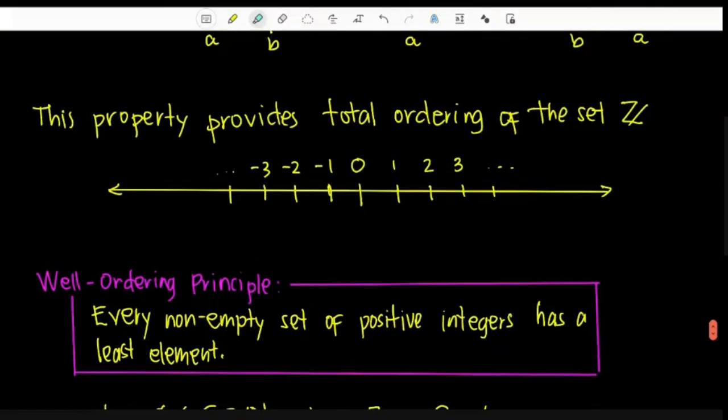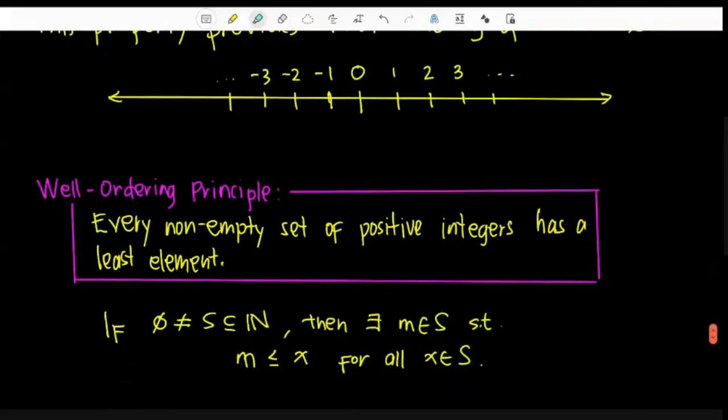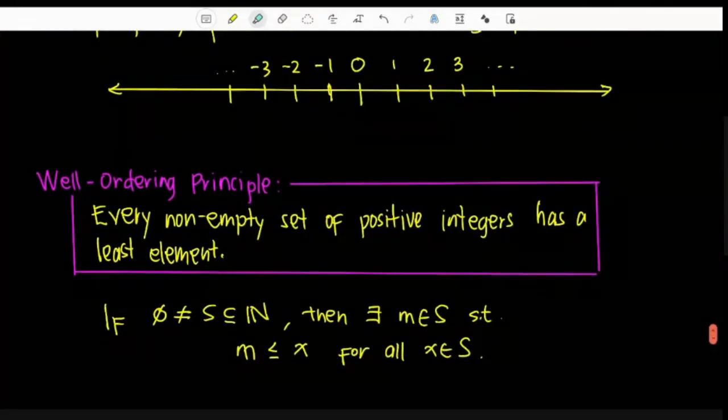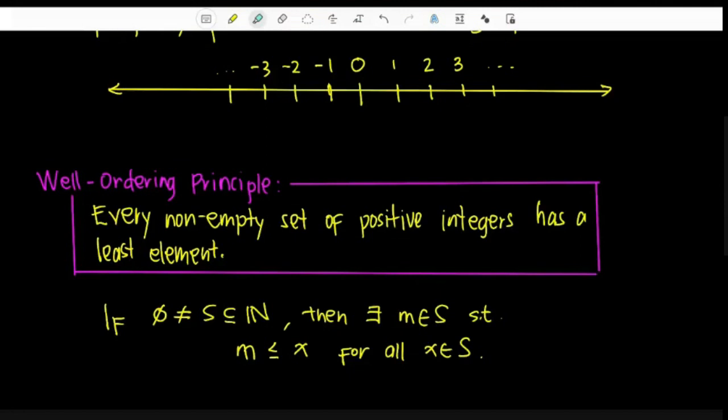This property of the set of integers is called the well-ordering principle. Every non-empty set of positive integers has a least element. Ano sinasabi nun? Pag meron kang subset ng mga positive integers, so that's the set of natural numbers, then lagi kang may makikitang isang element doon. There exists a unique element in that set such that siya na yung pinakamaliit. Meaning, m is less than or equal to x for any other x in that set. Yan. For any other x in that set.